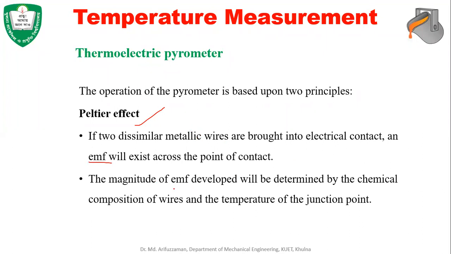The magnitude of EMF will depend on the chemical composition of the wires and the temperature of the junction point. If the temperature of the junction point is the same, there will still be EMF, but it will be very small because of the compositional difference between those two wires. If the temperature is changed between those two terminals, more EMF will be generated. The effect will be more prominent.